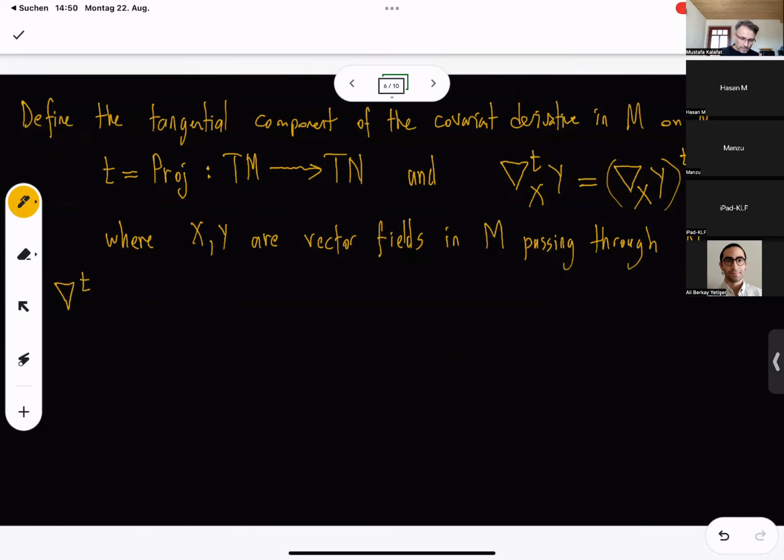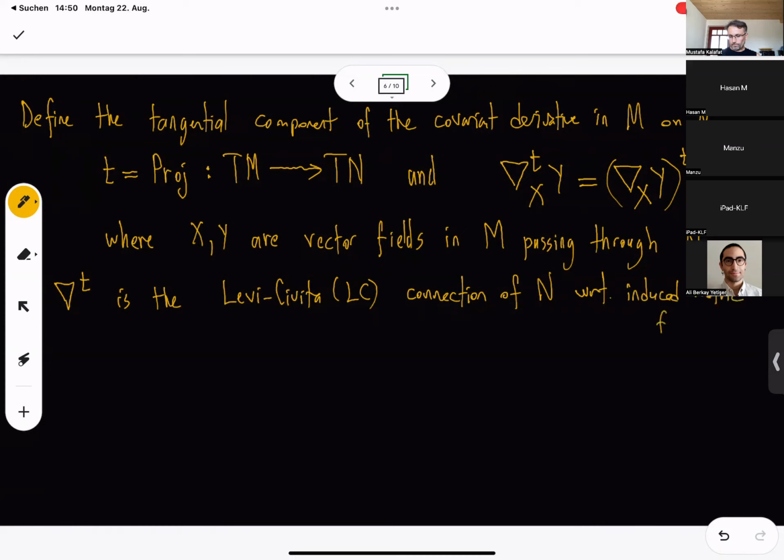So nabla^T is the Levi-Civita connection of N with respect to the induced metric from M, g. Okay, that's how you obtain the Levi-Civita connection. Remember the natural connection of the submanifold.